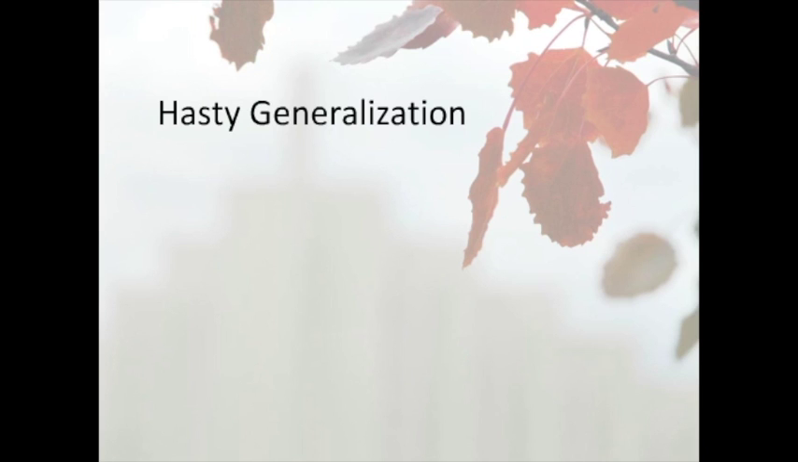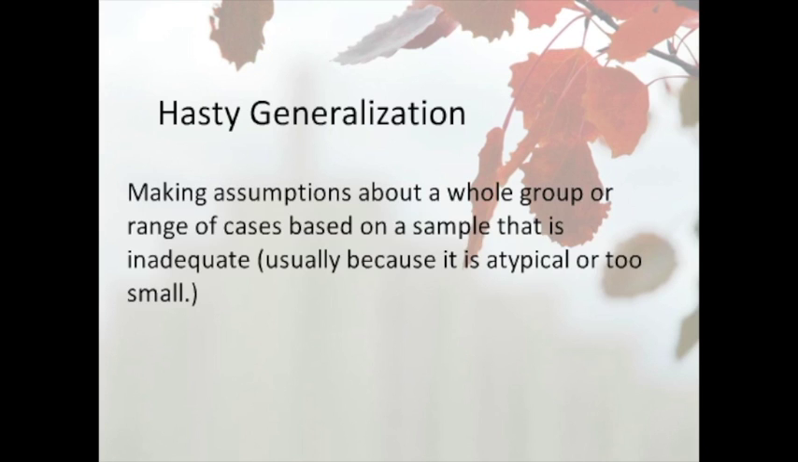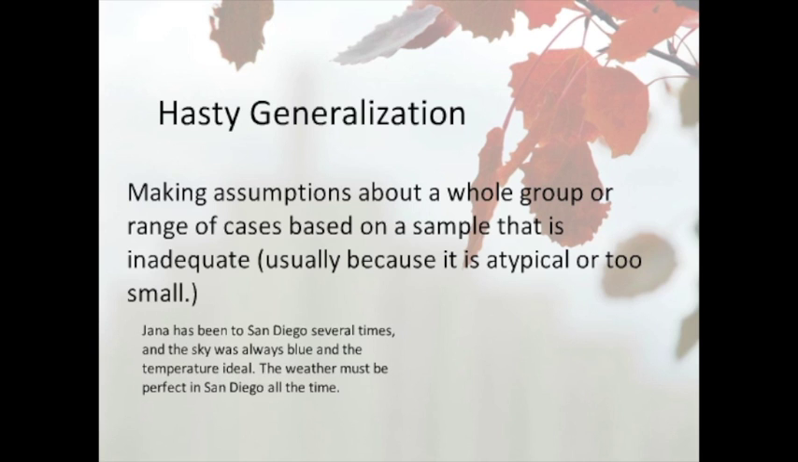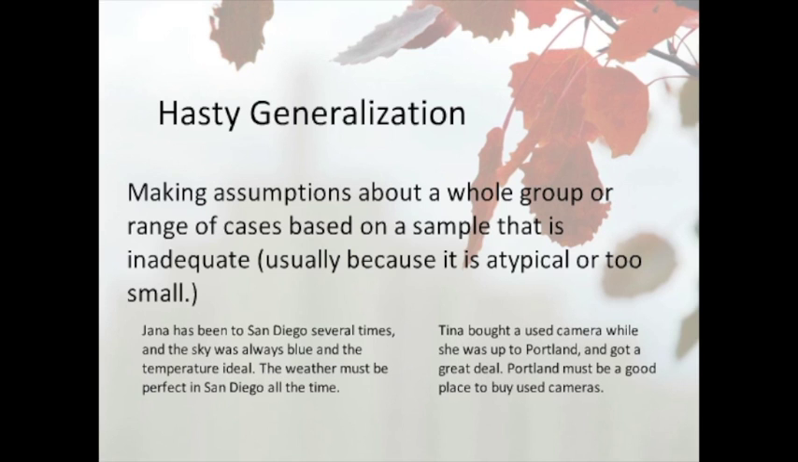The first fallacy is hasty generalization. This is when someone is making assumptions about a whole group or range of cases based on a sample that is inadequate, usually because it is atypical or too small. Here are a few examples of this. Jana has been to San Diego several times, and the sky was always blue and the temperature ideal. The weather must be perfect in San Diego all the time. Here's another example. Tina bought a used camera while she was in Portland and got a great deal. Portland must be a good place to buy used cameras.